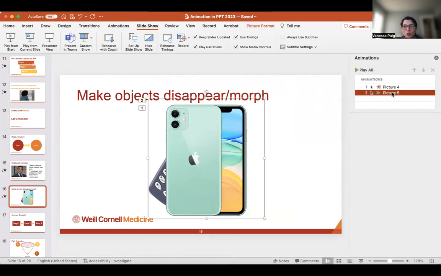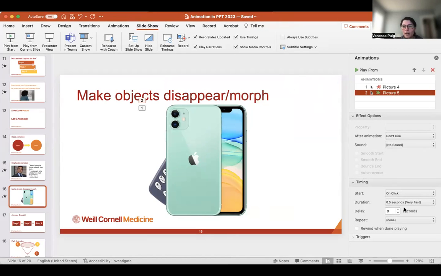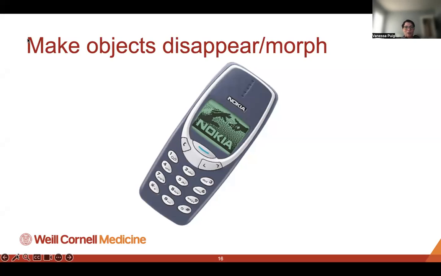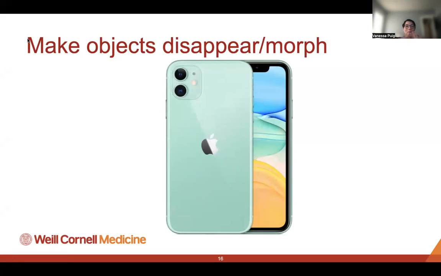I want object 2, the smartphone, to appear with the previous animation. When I do that, you can see that both of the objects are now number 1, meaning those animations are tied together and they're going to appear at the same time. Now when I go into slideshow mode and we have the Nokia and I hit my space bar, boom, the Nokia disappeared and the smartphone appeared at the same time. So those two animations were tied together. It had a more seamless effect, and I only had to click once in this case instead of multiple times.